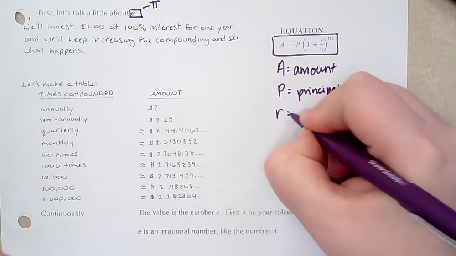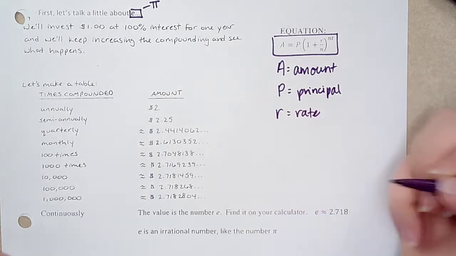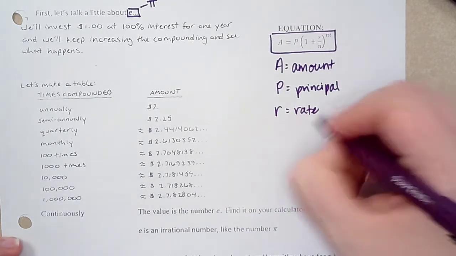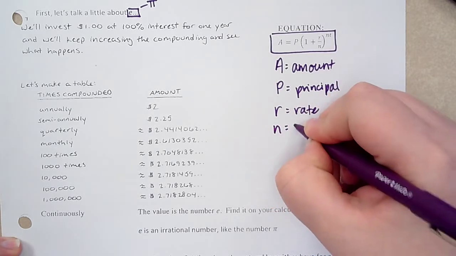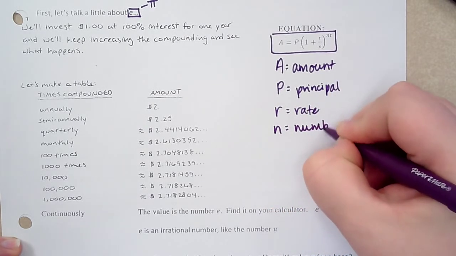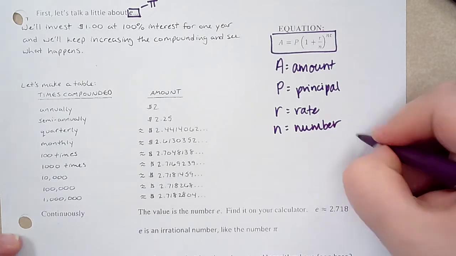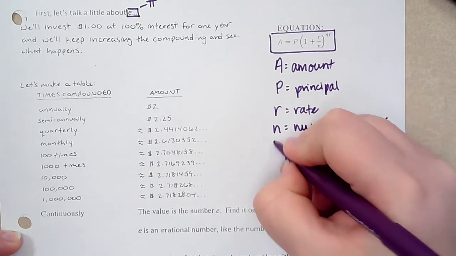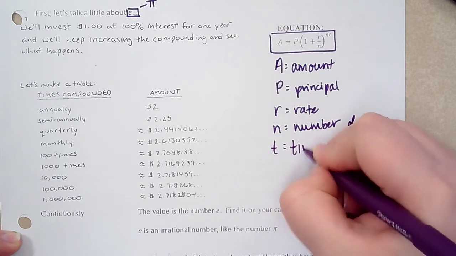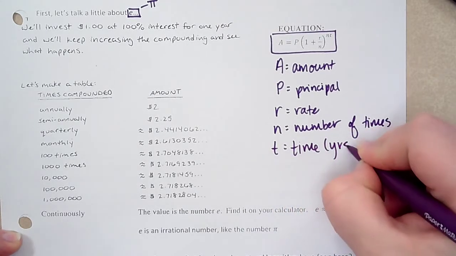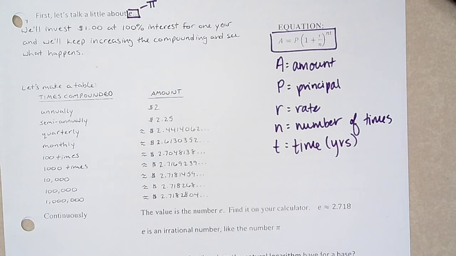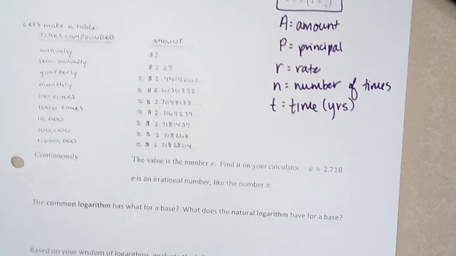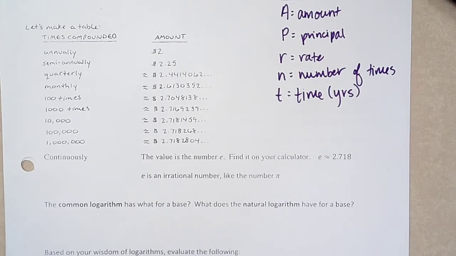P is the principal, or the original amount that you put into the account. R is the rate at which something is compounding. N is the number of times per year that something compounds. And then T is the time, and we always talk about it in terms of years. So if we ever talk about it in months, we need to find a way to rewrite that in terms of years.